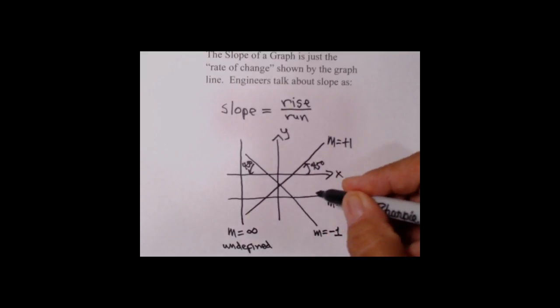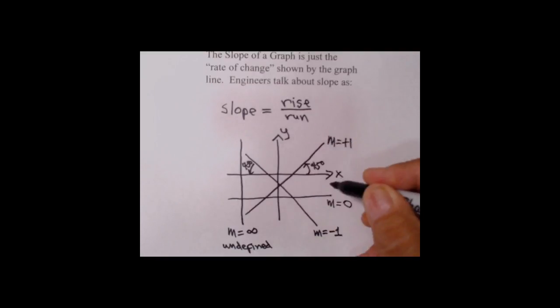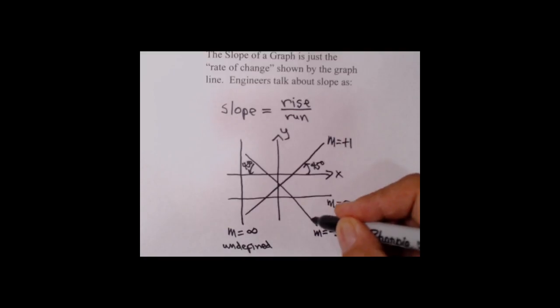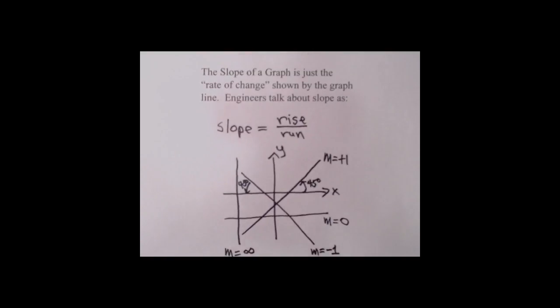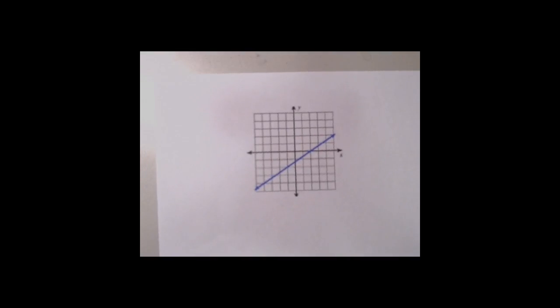We go from 0 to 1 at 45 degrees up to positive infinity, and then from 0 to m equals minus 1 at 45 degrees down, and straight down, negative infinity. These are four slopes that you want to remember. We're going to use those as references as we go along. But now let's take a look at how we can actually find the slope from graphs that we have.